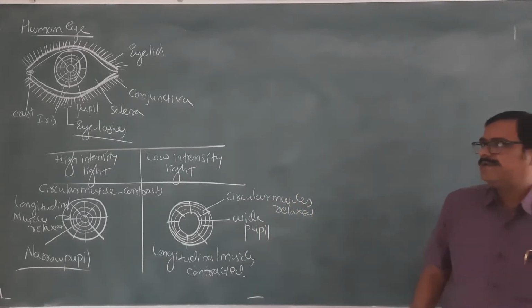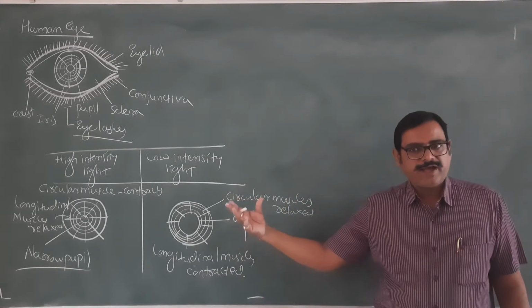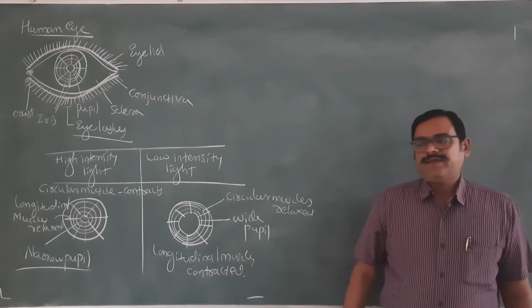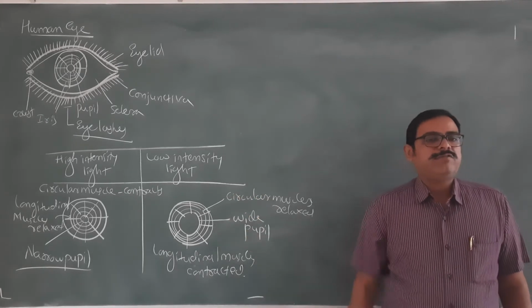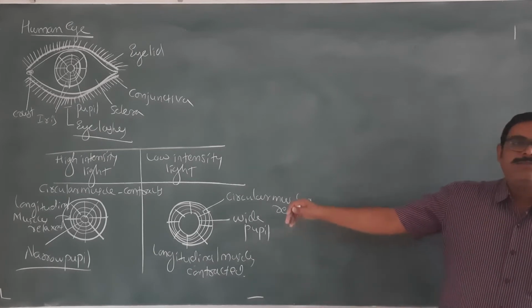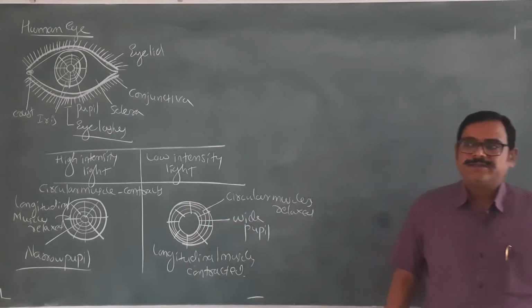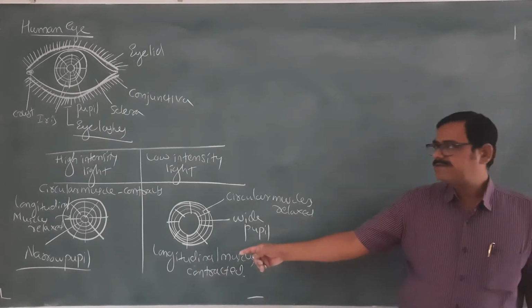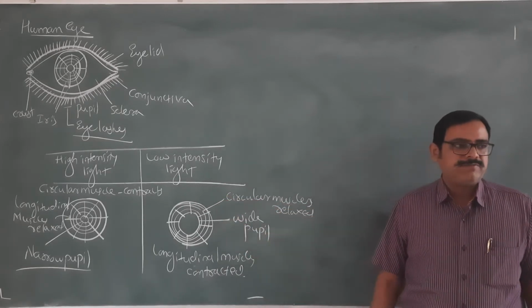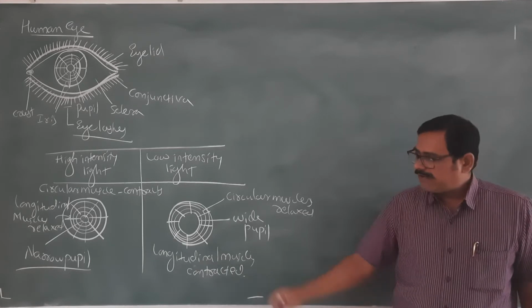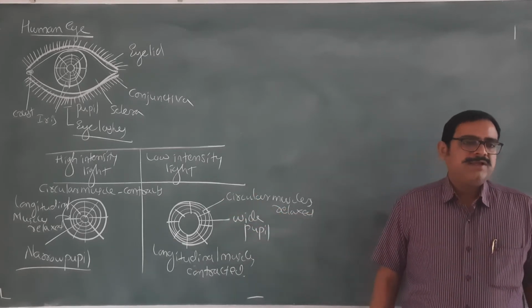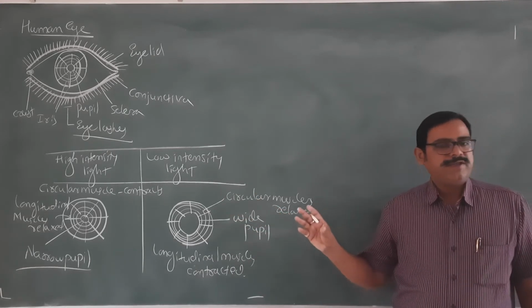This is called light accommodation in the eye. When the light intensity is very high, the eye doesn't require that much light to enter into the eyeball. So what will happen mainly? There is a relaxation of longitudinal muscles and contraction of circular muscles, creating a narrow opening for the pupil, so less light will be entering.